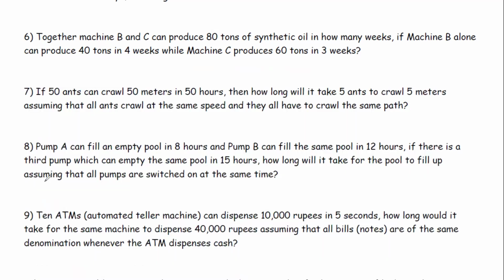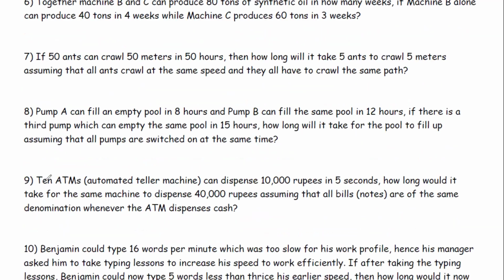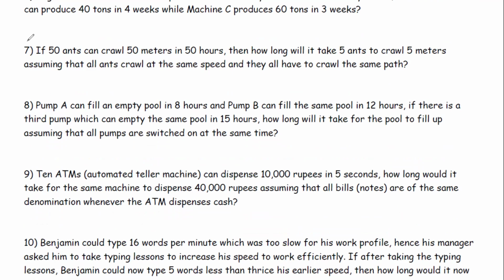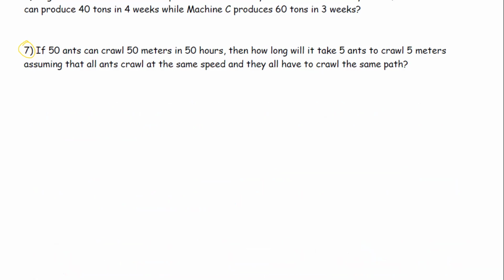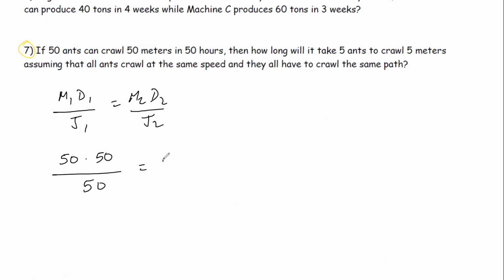Seventh one. Right. So now I've intentionally given you the seventh one so that you realize that the expression doesn't work always. That third expression. So we'll use the third expression M1 D1 upon J1 is equal to M2 D2 upon J2. 50 ants, 50 hours, 50 meters, 5 ants, how much time for 5 meters?